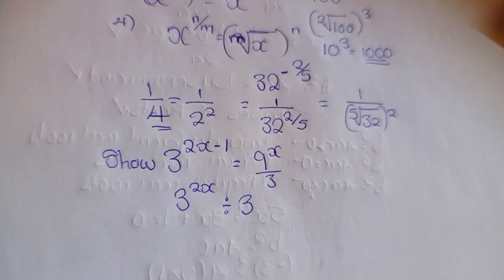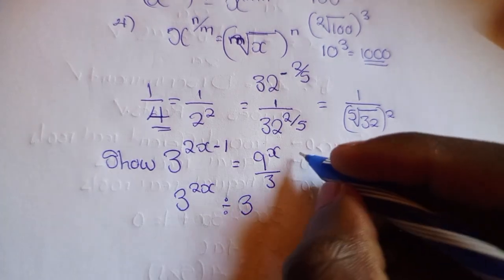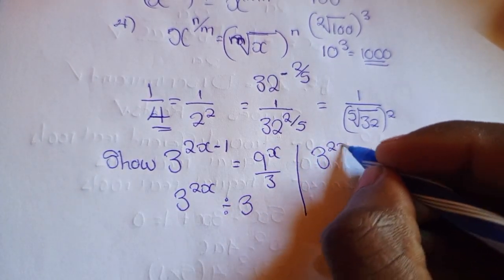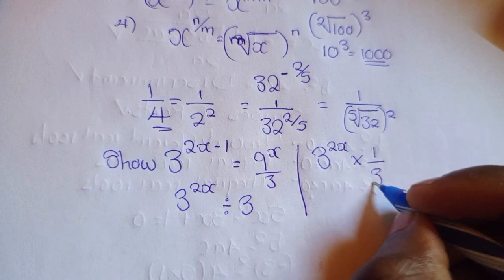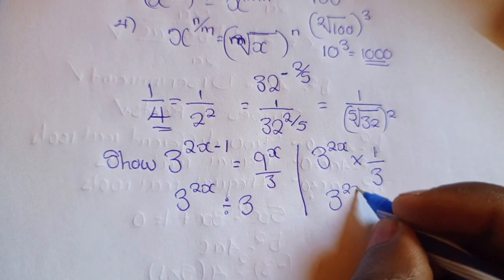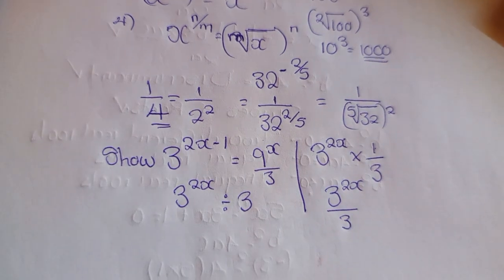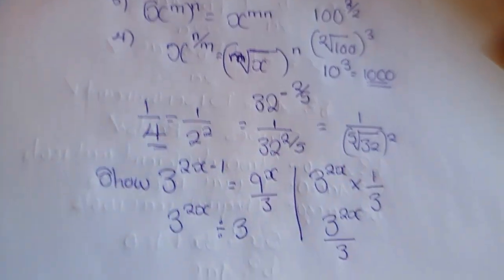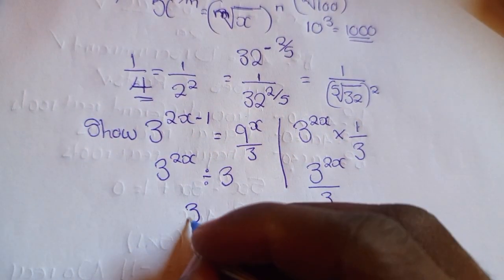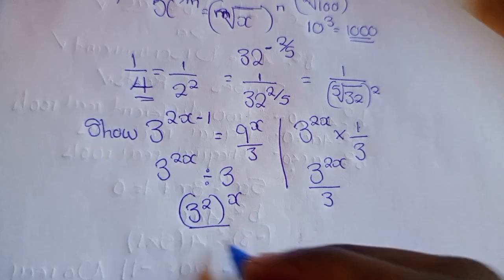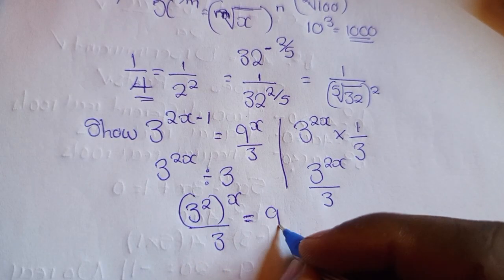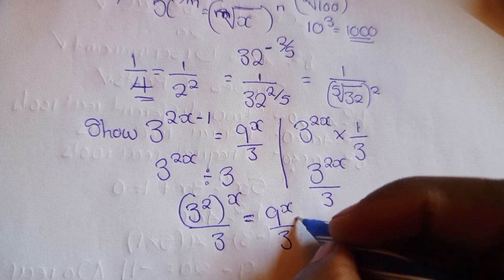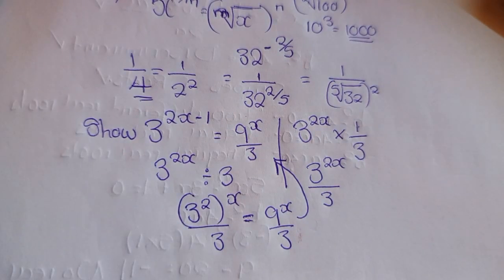So from here, this division sign goes to multiplication, and then you can have multiplied by 1 over 3, where this times that is basically 3 to the power 2x divided by 3. We can use the third rule that we had here, where they separated the powers, so we can also separate the powers here, and you will have 3 to the power 2x divided by 3, and this will be equal to 9^x divided by 3. So we have shown that this side is equal to the other side. This is how you solve such kind of questions.